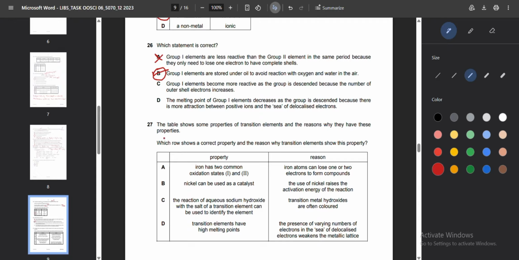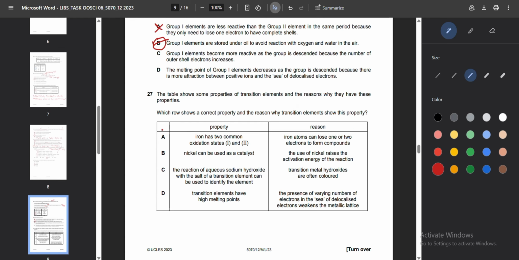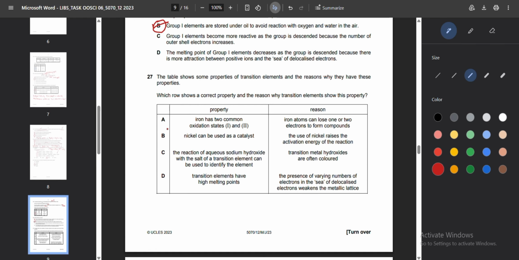Question number 27. The table shows some properties of transition metal elements and the reasons why they have these properties. Which row shows the correct property and the reason why transition elements show this property? Okay, so over here we have A. Iron has two common oxidation states, 1 and 2. That's wrong. Iron has two oxidation states, positive 2 and positive 3.